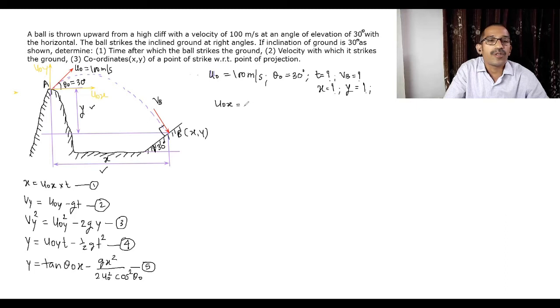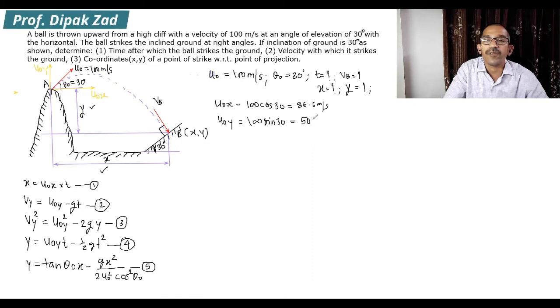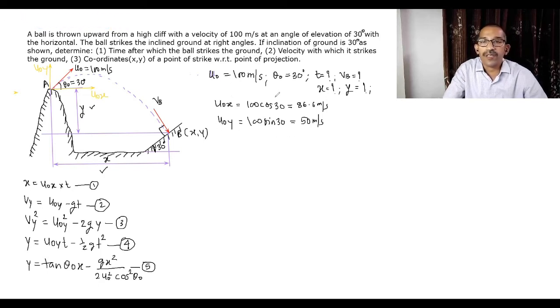To find u0x and u0y, we simply calculate. u0x is u0 cos theta 0, that means 100 cos 30. If you calculate using a calculator, this comes out to be 86.6 meters per second. Next is u0y, which is 100 sin 30. Sin 30 is half, therefore 100 sin 30 becomes 50 meter per second. What you know is u0x, u0y, u0, theta 0, and then time, Vb, x, y are unknown. You have to find the time, the velocity with which it strikes, and the coordinates x, y.